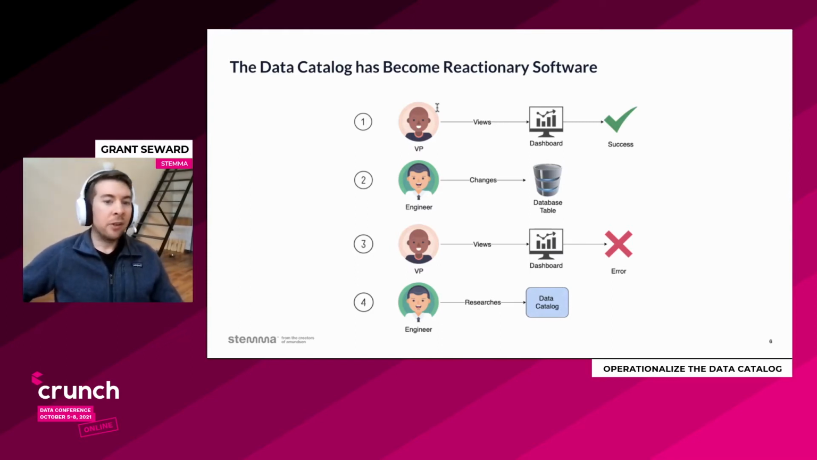The data catalog clearly had all the information required to determine if there was going to be an impact on your VP's report prior to when the column was removed. What we want is for the data catalog to become a proactive piece of software, preemptively identifying and alerting on issues before they occur.